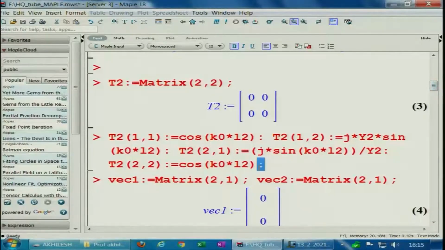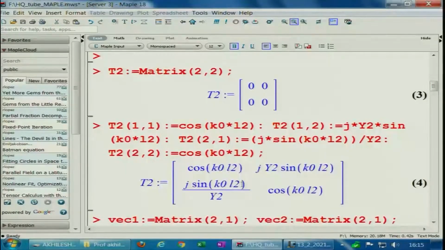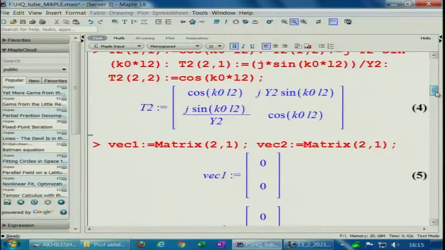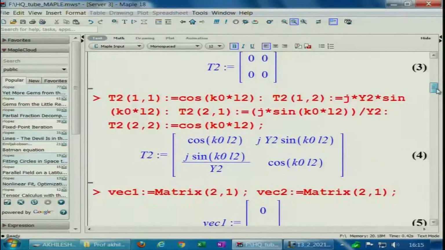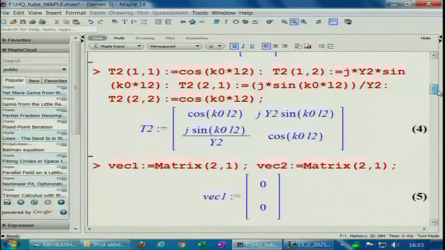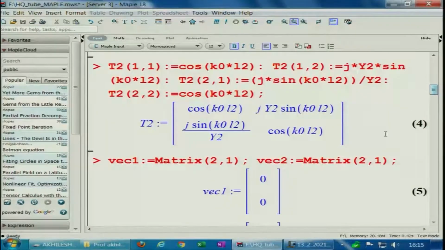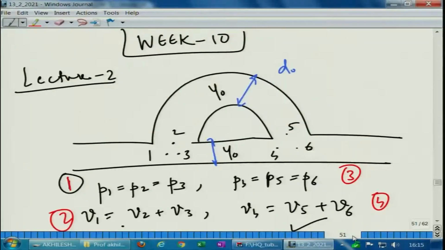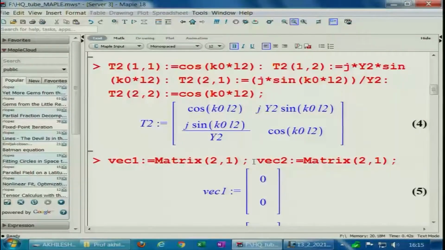Now, I can just uncomment this and say cos of k naught into L2 and all these terms. So, these are really your transfer matrices. These are the transfer matrices for the tubular elements 1 and 2, not the A and B matrices. The vectors are for your downstream variables, I guess P5 V5 and P4 V4. So, let us define it.